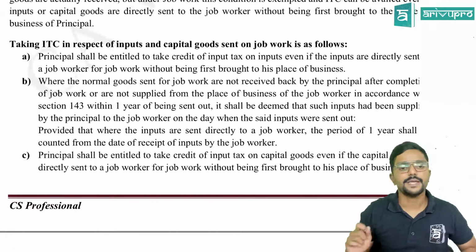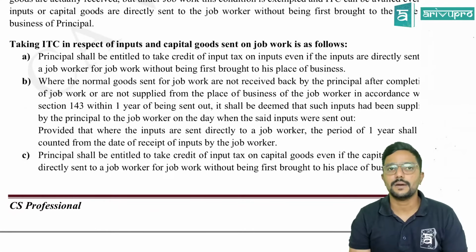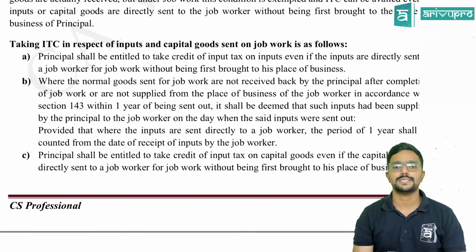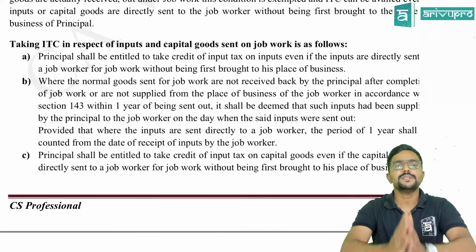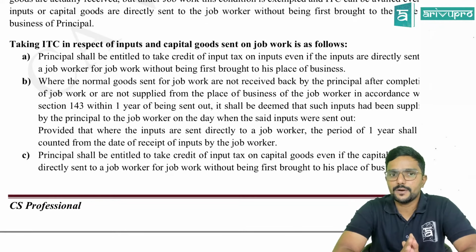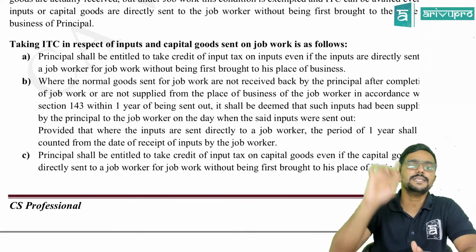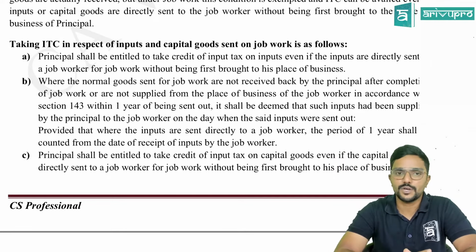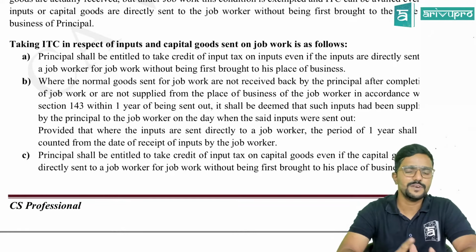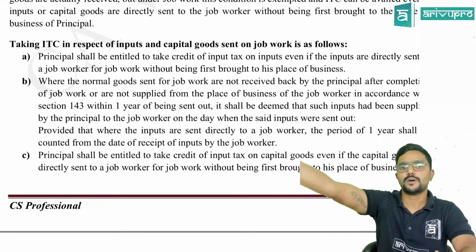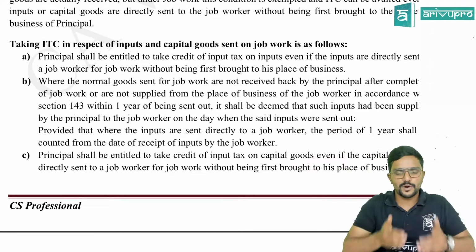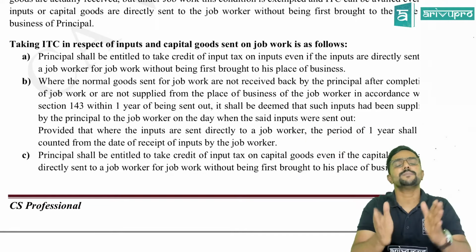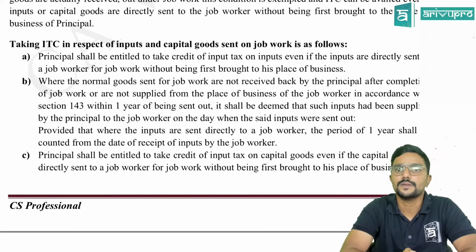Now, taking ITC in respect of inputs and capital goods sent on job work is as follows. Principal shall be entitled to take credit of input tax on inputs even if the inputs are directly sent to the job worker for a job work without being first brought to his place of business. So even if the goods are directly delivered to the job worker's place without being brought to the principal's place, still the principal can claim the credit of it.